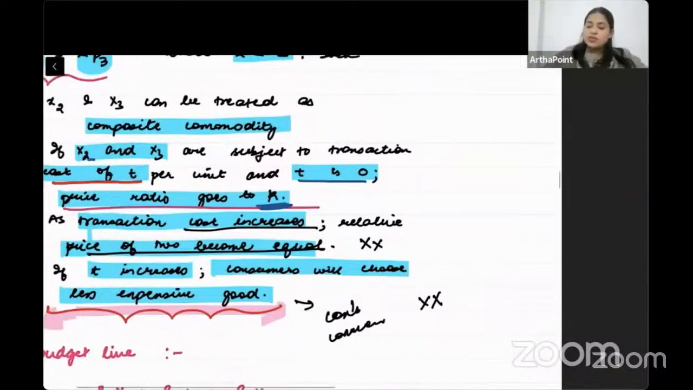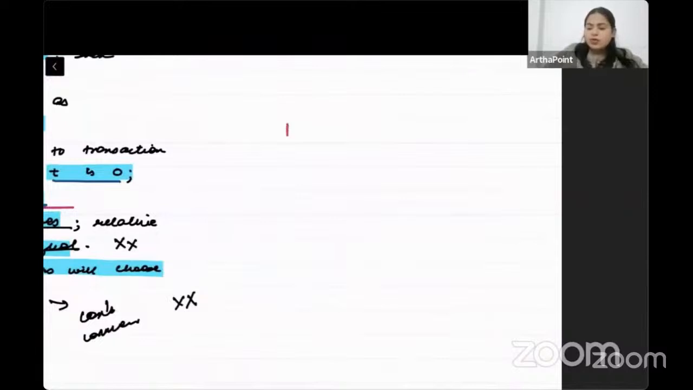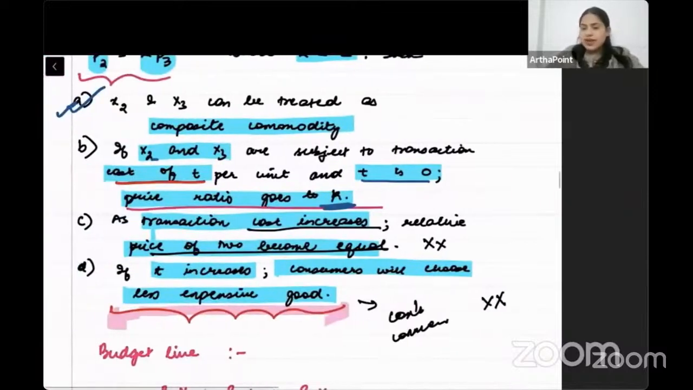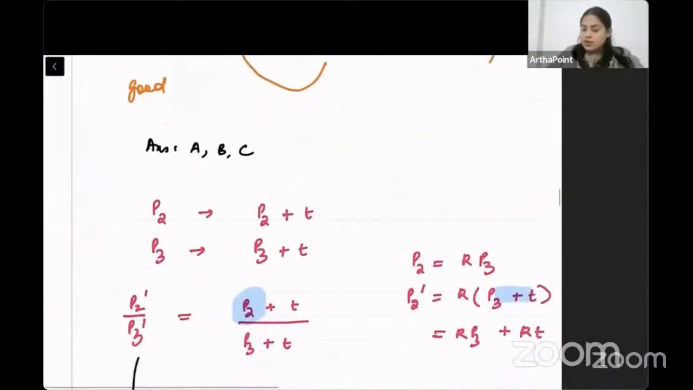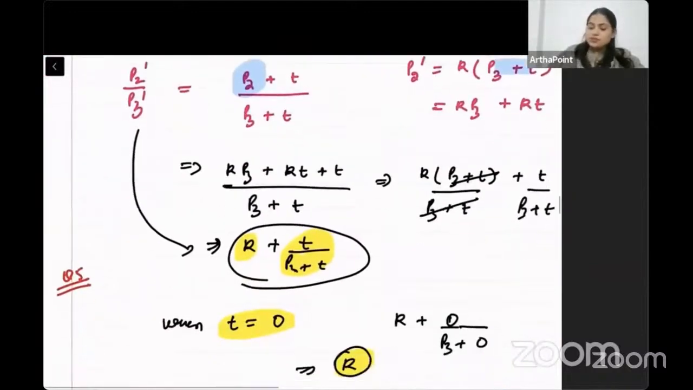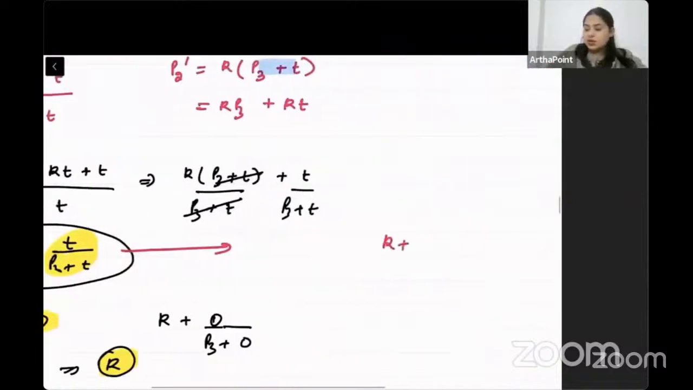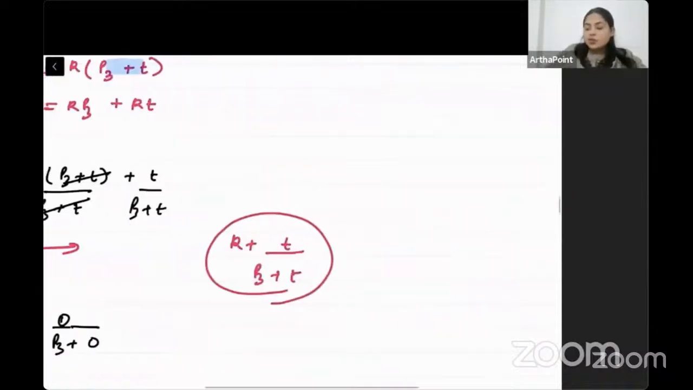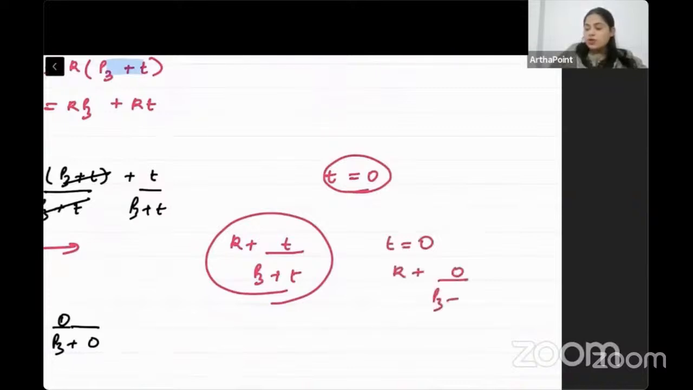Okay, beta, option B. What we did is we found out the price ratio. This price ratio, P2 dash by P3 dash, was coming as K plus T upon P3 plus T. The question is asking what happens when the transaction cost is 0. So if I just put T as 0, what will this become? K plus 0 upon P3 plus 0, so this will simply be K.